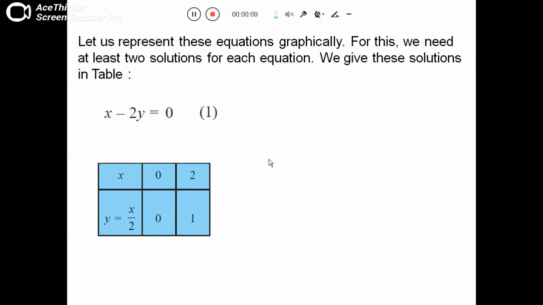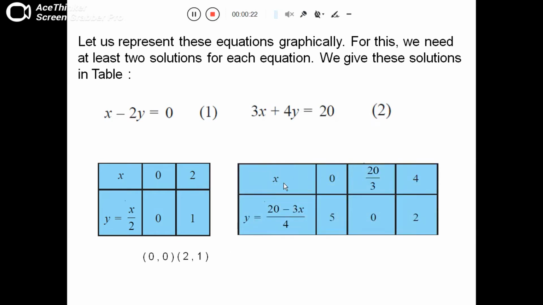See the second equation, 3x plus 4y equals 20. Find the solution of this equation also. In this there are 3 solutions we have taken. If x equals 0, then you will get y equals 20 upon 4, which is 5. If y equals 0, then x equals 20 upon 3, second solution. And if x equals 4, you will get y equals 2 according to this condition.